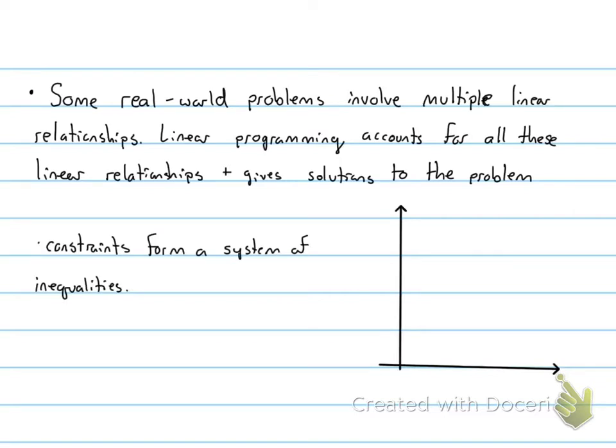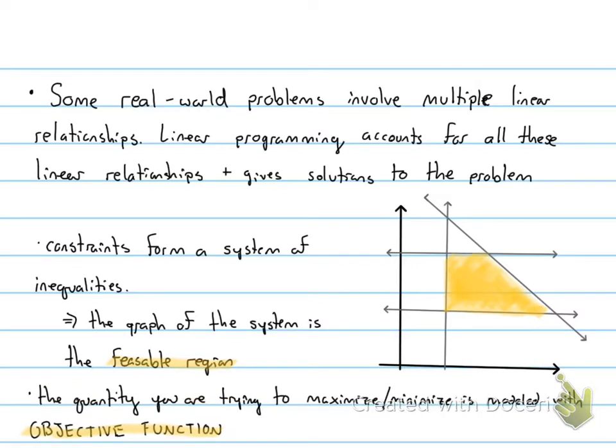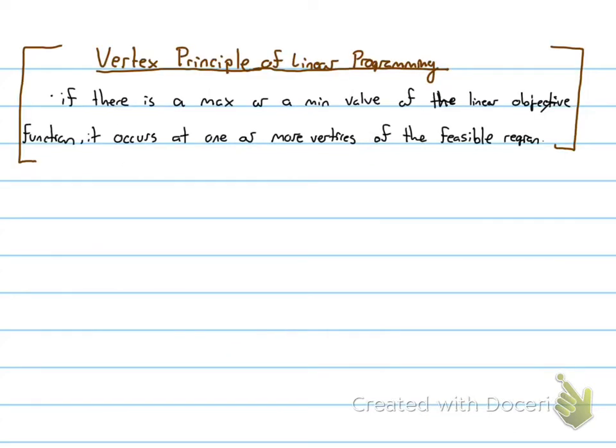So we're going to represent those constraints to the situation as a system of linear inequalities. And from there, when we graph all of those inequalities and we shade where everything overlaps in that graph, we call that the feasible region. And then the quantity that we're trying to either maximize or minimize, usually something related to cost or profit, is going to be modeled by an objective function. And this is going to make a lot more sense in our real-world example.